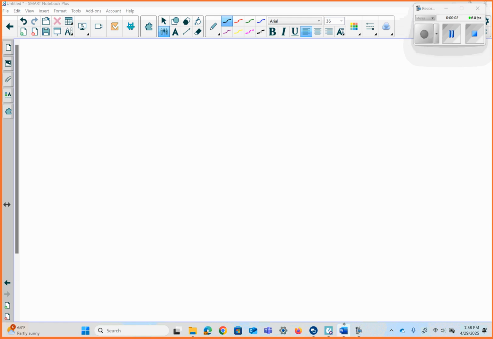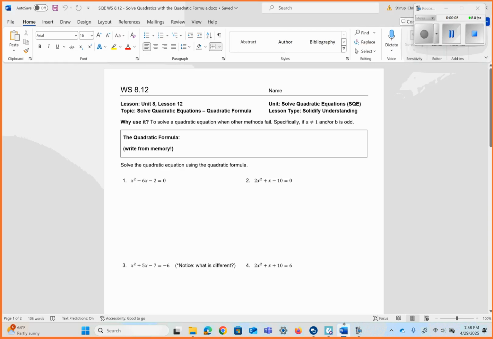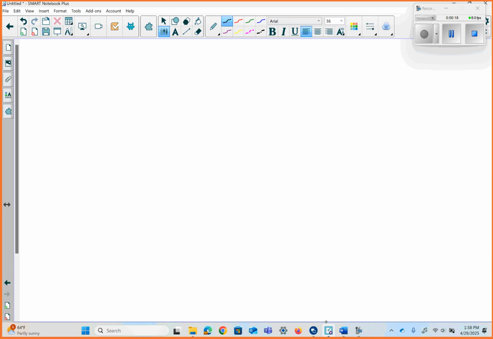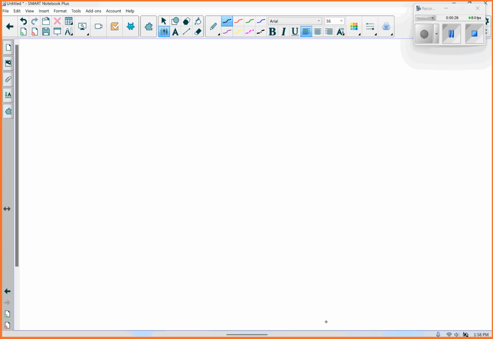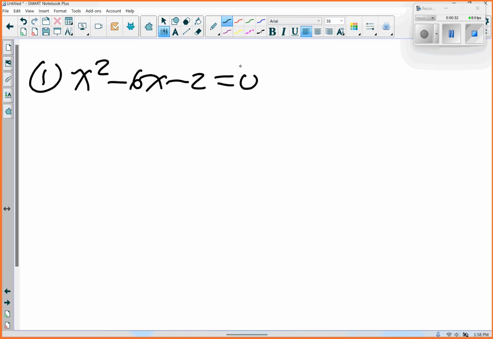So on worksheet 812, I'm actually not going to do it on the worksheet. Let me go onto this page here. This way I have more room. All right, so on 812, problem number 1, we have x squared minus 6x minus 2 equals 0.